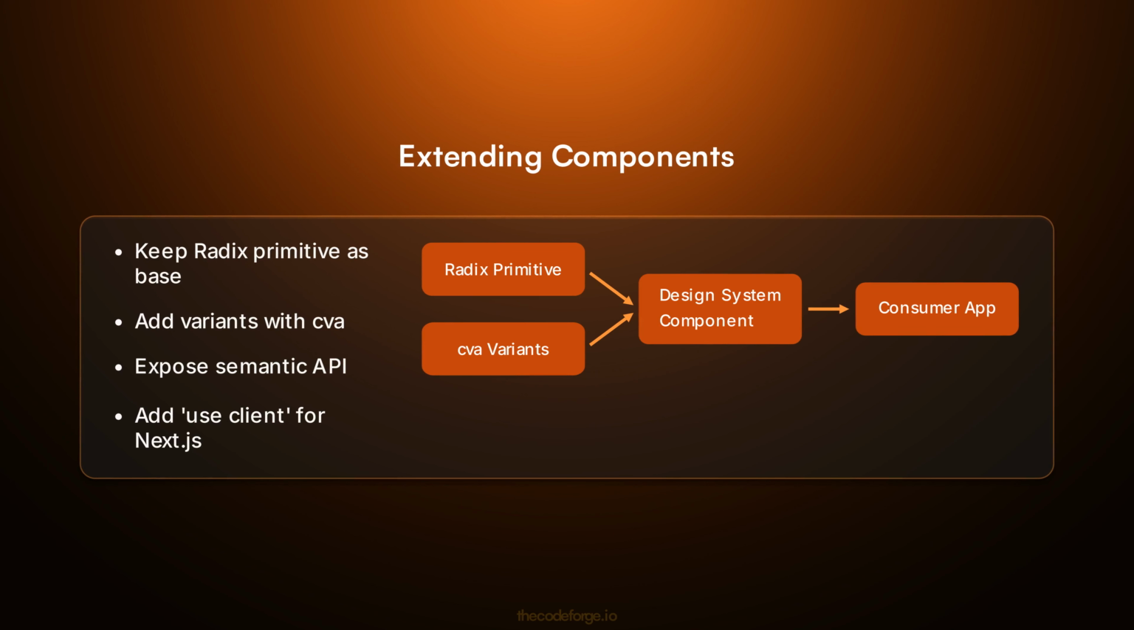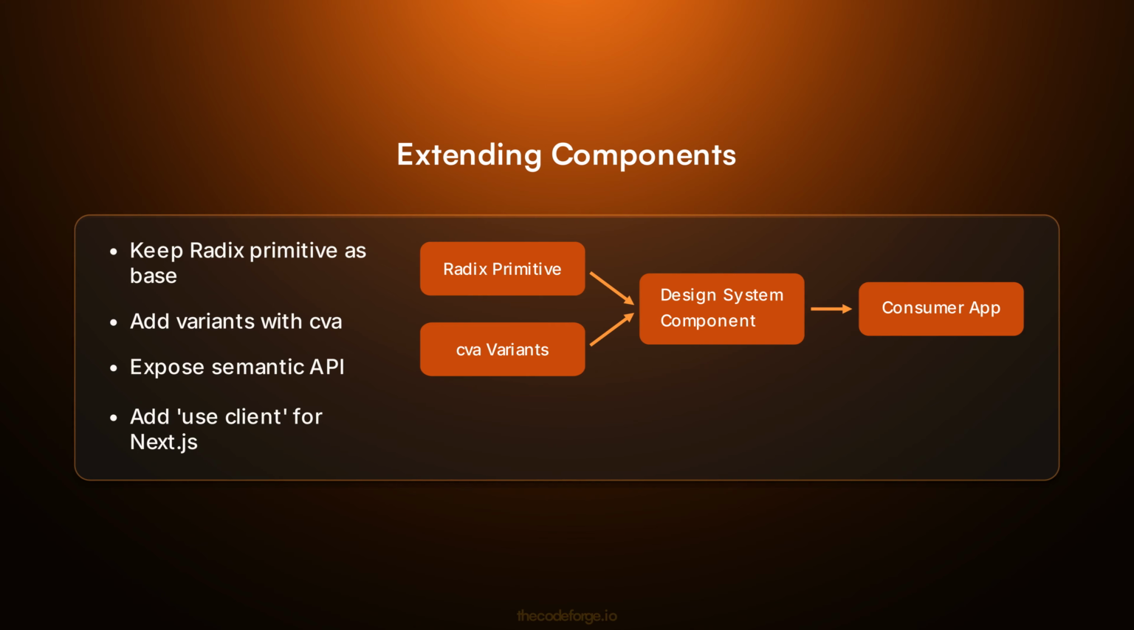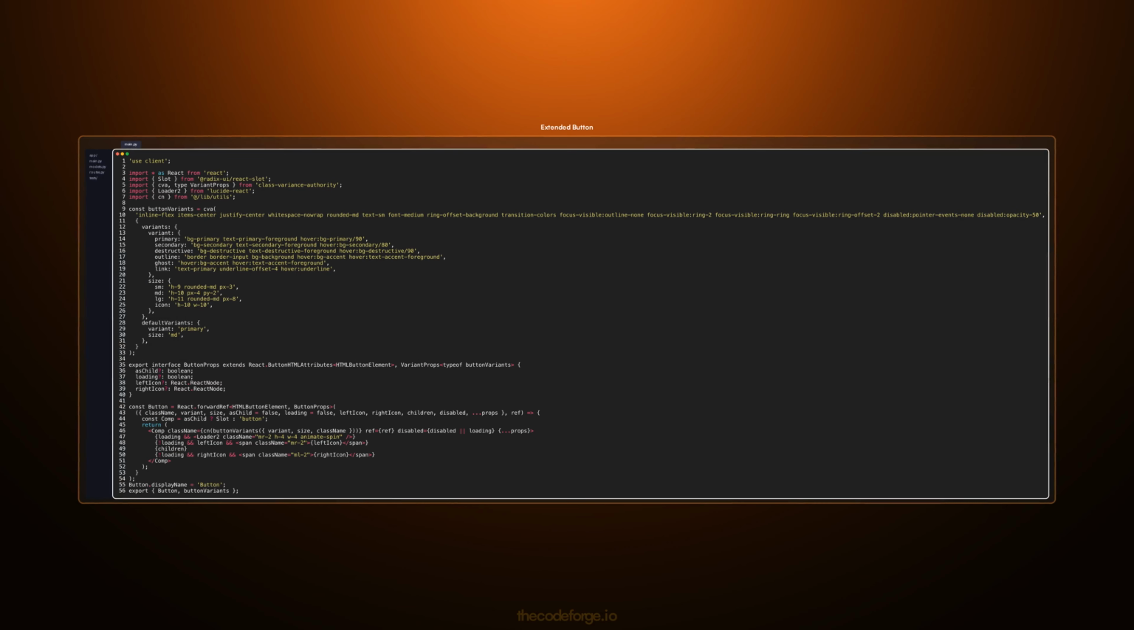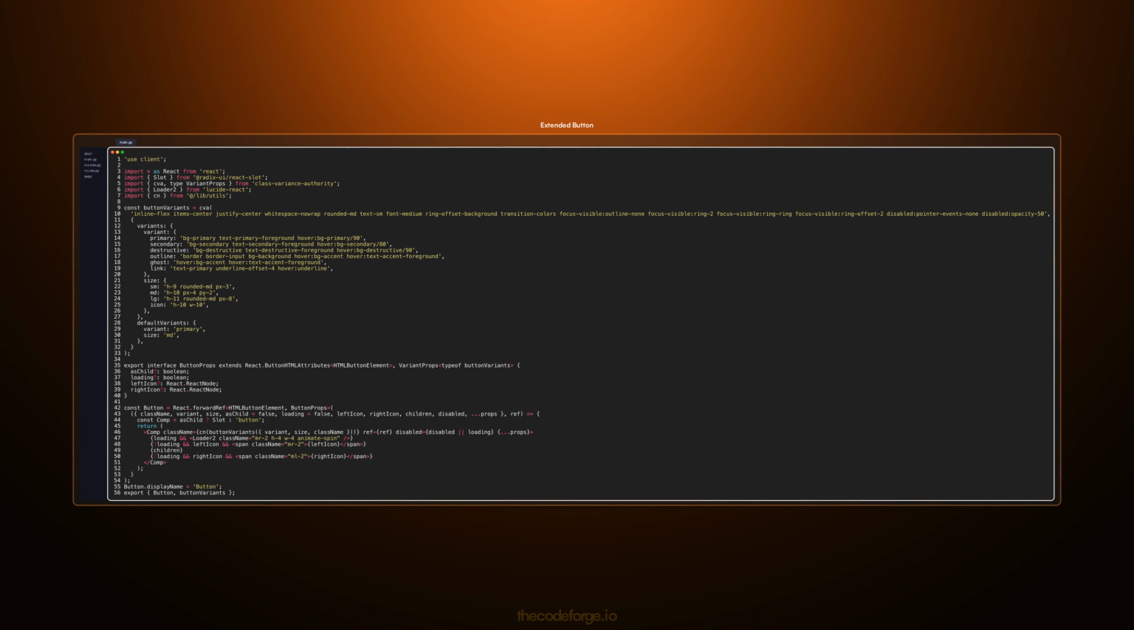Raw shadcn/ui components are starting points. Extend them by keeping the Radix primitive, adding variant support with class-variance-authority, and exposing a clean API that communicates intent, not implementation. This extended button uses CVA to map semantic variants to Tailwind classes. Developers specify intent like variant equals destructive instead of raw classes. The API includes loading state, icons, and asChild for composition.